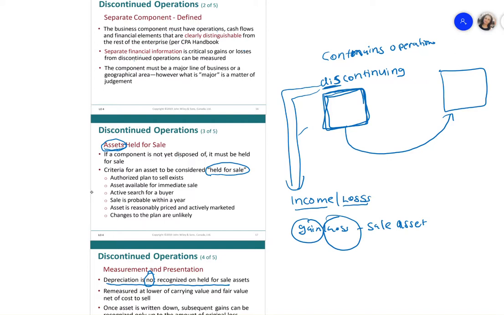Now, the other criteria for held for sale is that the assets are available for immediate sale. So if a buyer comes, we can sell the asset immediately. There must be an active search for a buyer, so we're always looking for a buyer to buy the assets that are held for sale. Sale is probable within a year. So when we put the asset under held for sale, we probably will be able to sell that asset within a year.